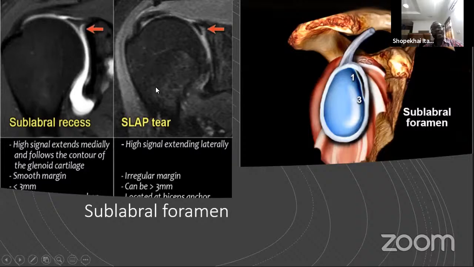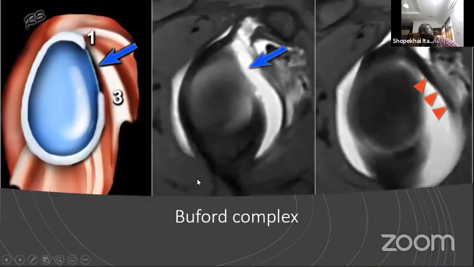And here we can see the differences between a SLAP tear and a sublabral recess. The signal extends medially and follows the contour of the glenoid cartilage, whereas in the SLAP tear, it extends laterally. Usually, the sublabral foramen recess you would see on the arthrograph is less than 3 millimeters. But with a SLAP tear, it can increase to more than 3 millimeters and is usually located at the biceps anchor.